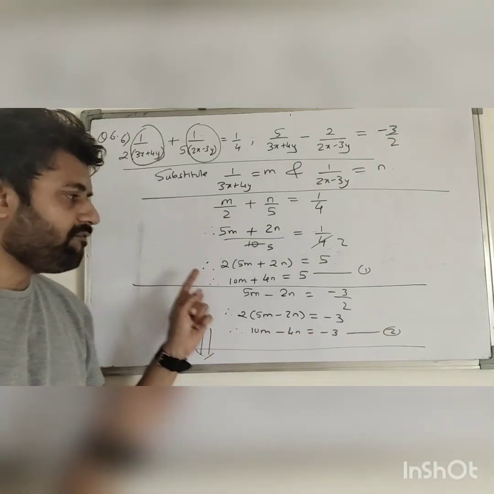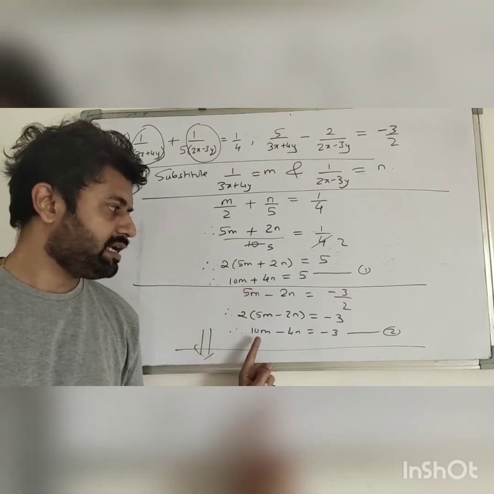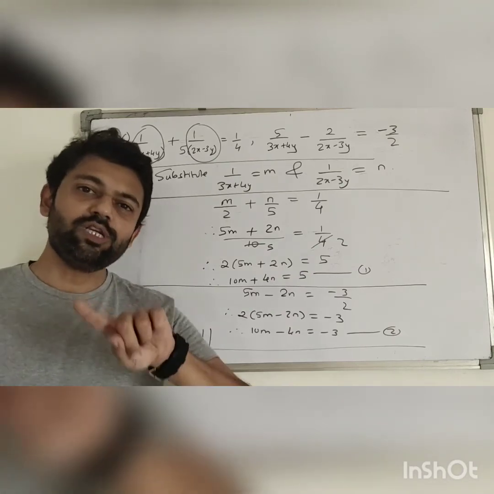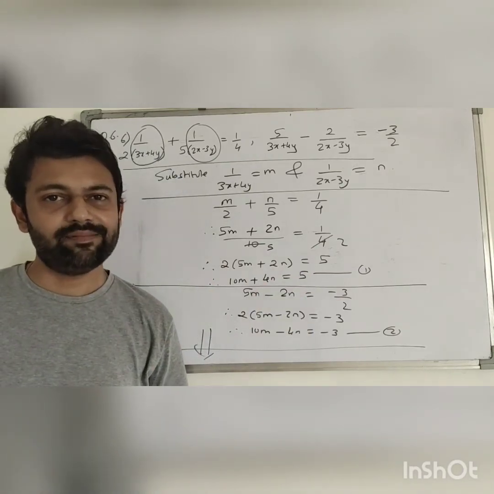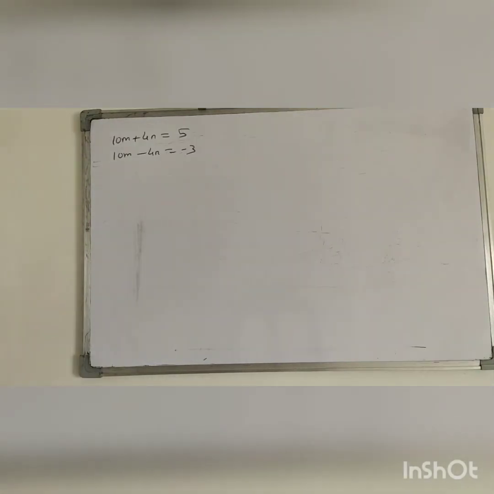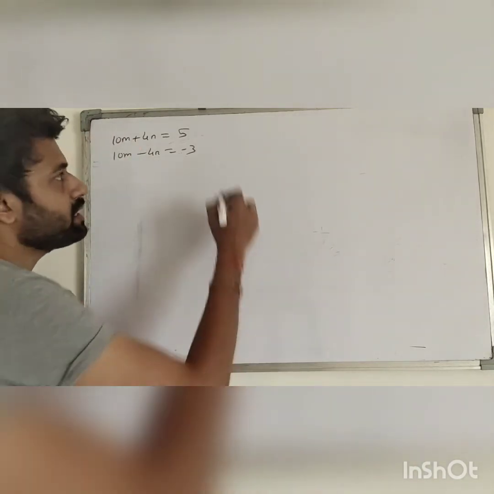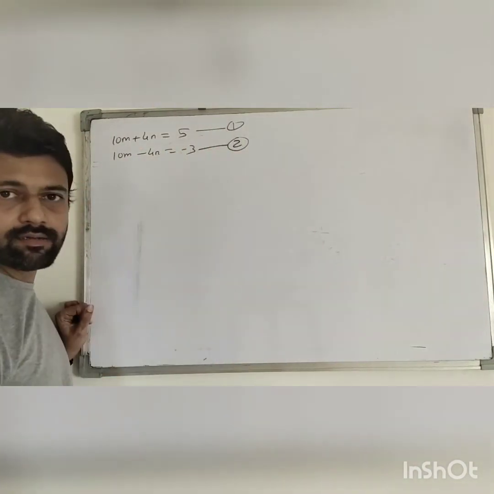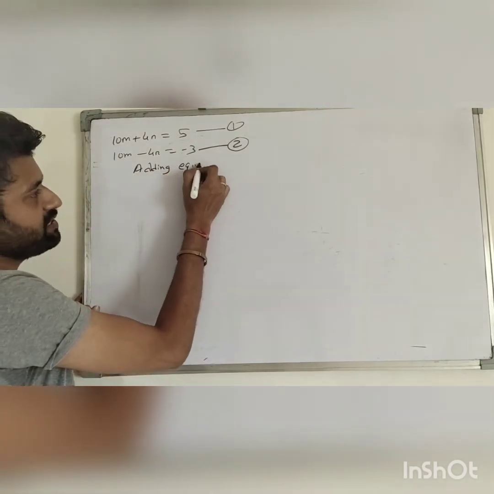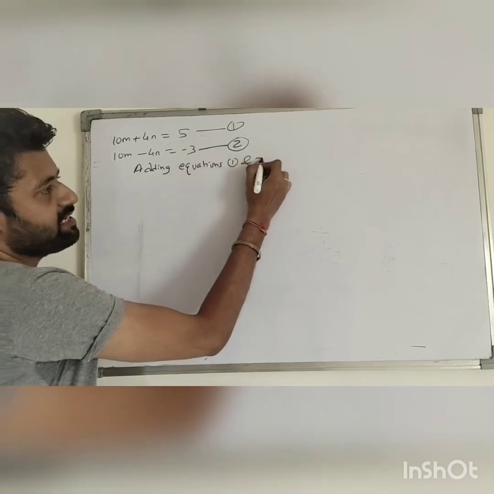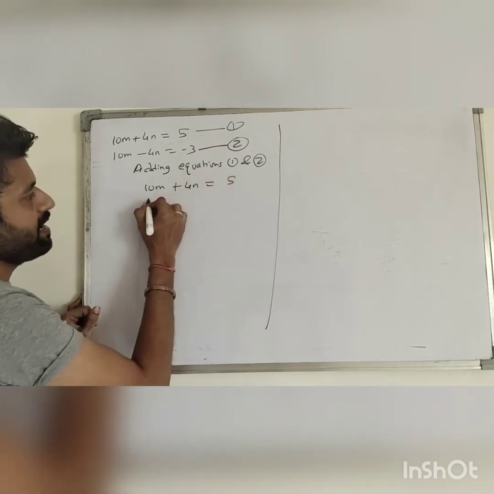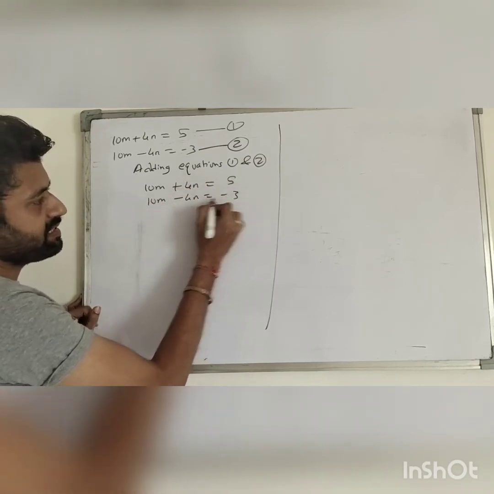After this, you have to solve equation number 1 and equation number 2 by our normal method. Remember to resubstitute the values of m and n. The equations are written once again. Let us solve these equations. Adding equations 1 and 2, we get like this. 10m plus 4n is equal to 5. 10m minus 4n is equal to minus 3.